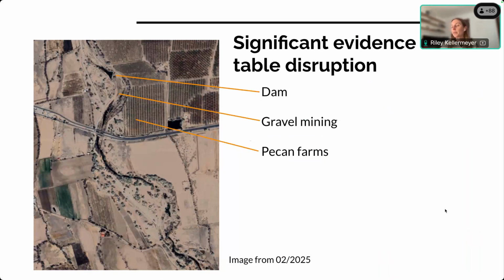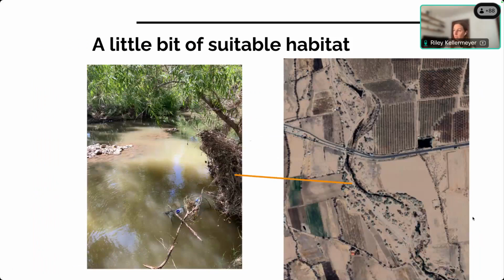So let me just walk you through what this river looks like now. South of this road here, we have what looks to be a suitable habitat for turtles. Nice murky water, lots of trees. If I was a turtle, I would consider living here.